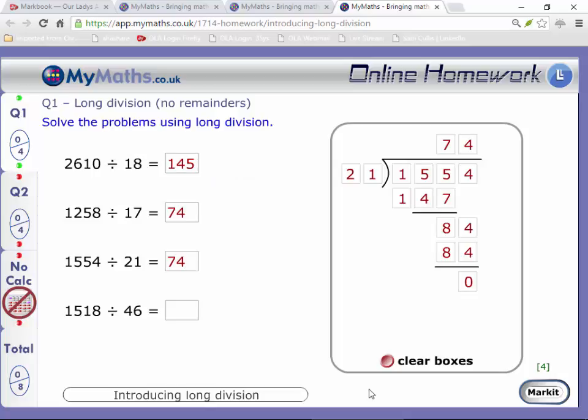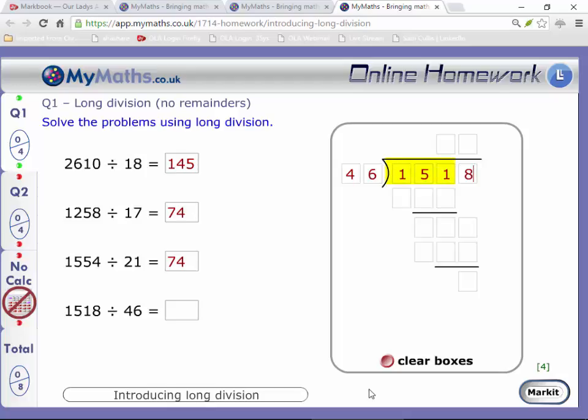Let's clear the boxes down again. So let's do the fourth part of this problem. We're going to do 46 going into 1, 5, 1, 8. Well, 46 doesn't go into 1, doesn't go into 15, so I've got to take the 3 numbers here, 1, 5, 1, to try that.